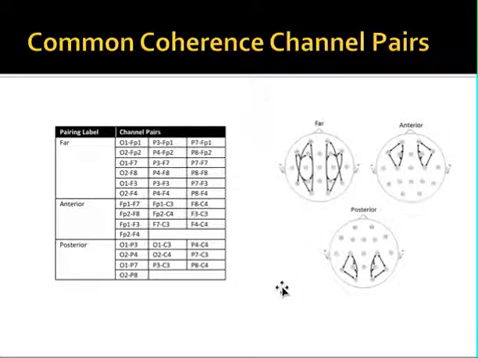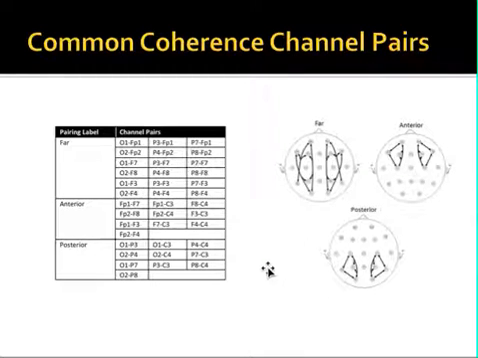Now, why were these selected? These were selected because there are known fiber tracts in the brain that go across these regions. So we know, for example, that there is a superior longitudinal fasciculus tract that goes from the frontal lobe to the parietal, and some of these channel coherence pairs were chosen to represent connectivity via that white matter tract.